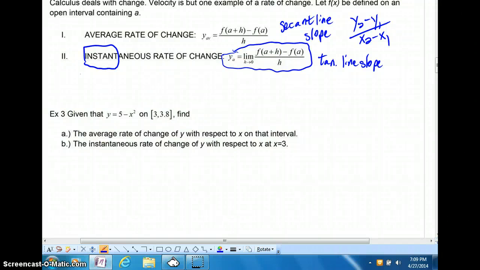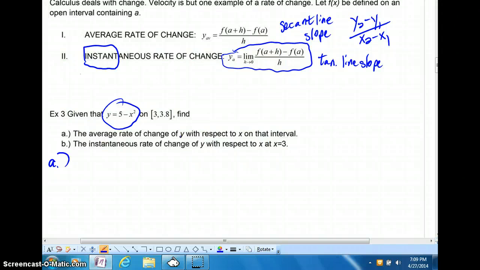Okay, finishing up lesson 2.1 and really just reviewing quite a bit. For example 3, here's a function, a parabola y equals 5 minus x squared, with an x interval of 3 to 3.8. Find the average rate of change of y with respect to x on that interval.